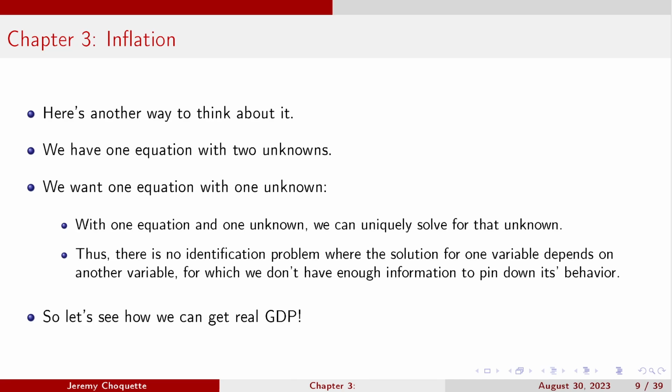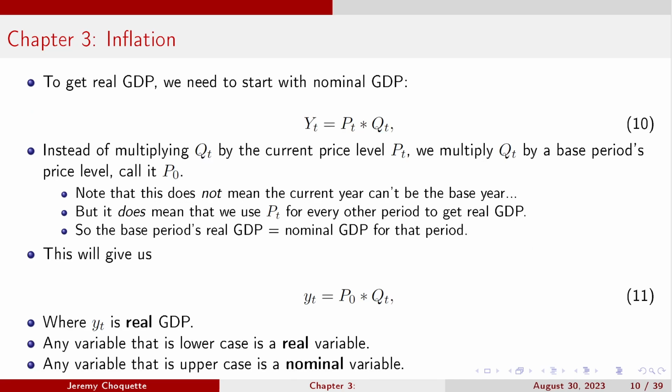Thus, there's no identification problem where the solution for one variable depends on another, for which we don't have enough information to pin down the behavior. We don't have to worry about any of that stuff, right? One equation, one unknown. So with that out of the way, let's see how to get real GDP. So to get real GDP, we need to start with nominal GDP, right? But instead of multiplying quantity by the current price level, we're going to multiply quantity by a base period's price level, call it P sub 0.